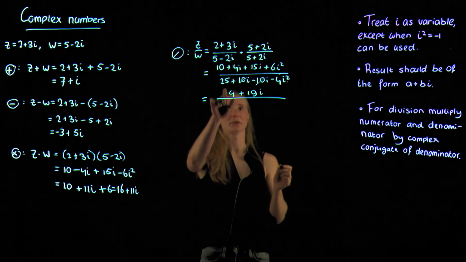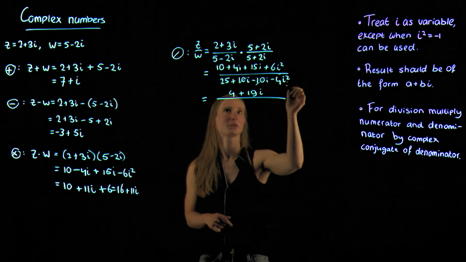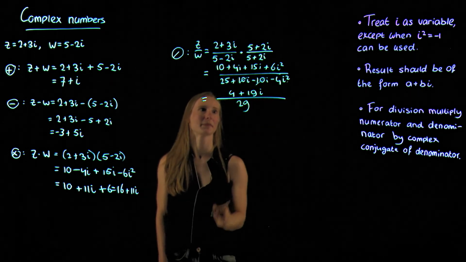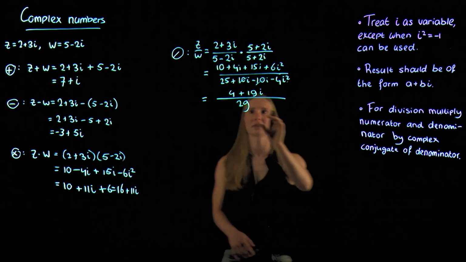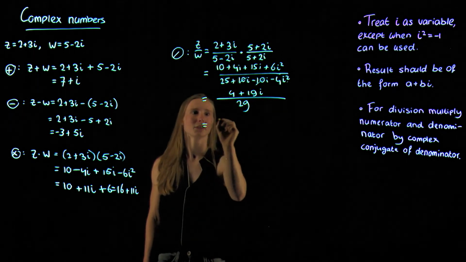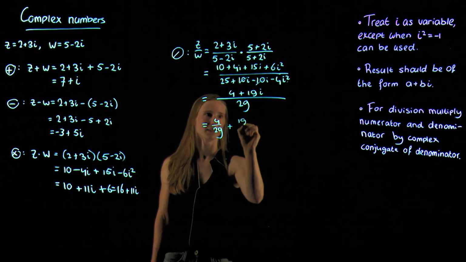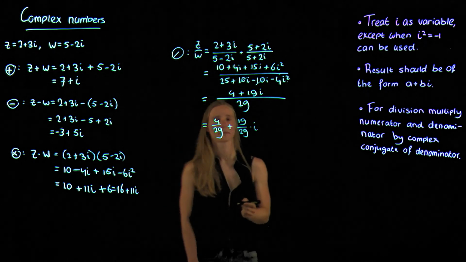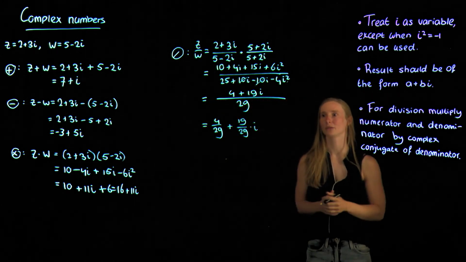And then at the bottom we have 25 minus 4i squared, so plus 4. So we get 29. So now to get something of the form a plus bi, we simply divide both of these parts by this 29. So we get 4 over 29 plus 19 over 29 times i. So now we are back in the form that we should have had, so we have solved our division.